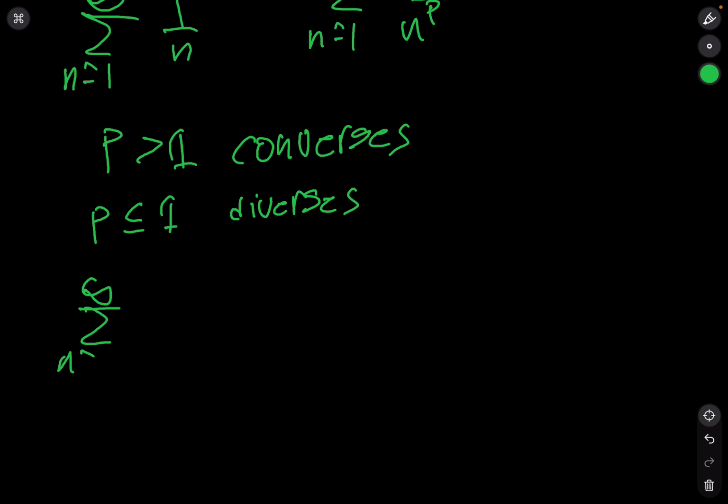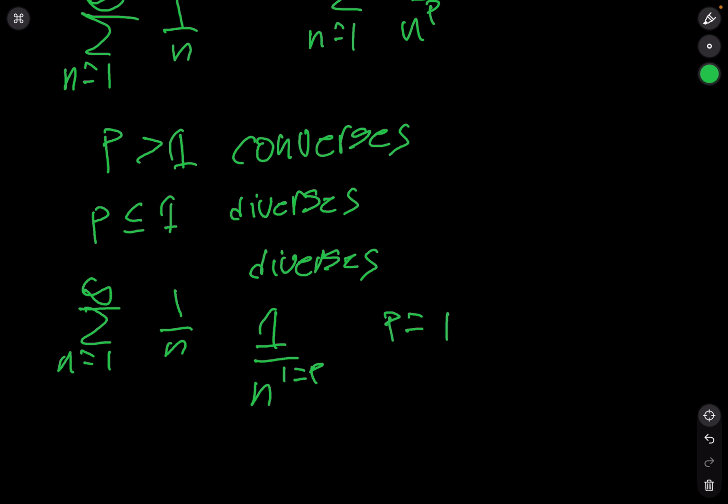Let's say we have the series n equals 1 of 1 over n. Because of the integral test we did, the series diverges. But there's another way to do it. Since 1 over n is really just 1 over n to the power of 1, p is equal to 1 in this situation, right? It is equal to 1, and therefore by the p-series test, it diverges.